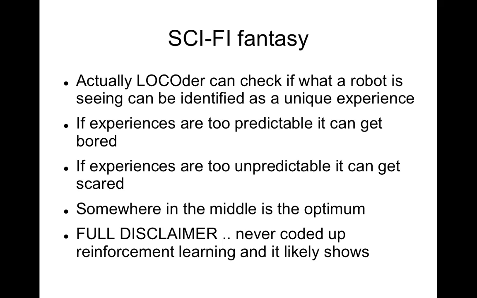And if the experiences are too unpredictable, so if we again fail to identify them, and this time we're not consistently being right, we're consistently being wrong, that's also not a good thing. That can get the robot scared that it's in some circumstances that it truly does not feel comfortable in. So that could be something to avoid as well. So somewhere in the middle would be the optimal.